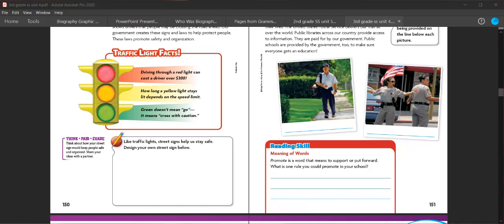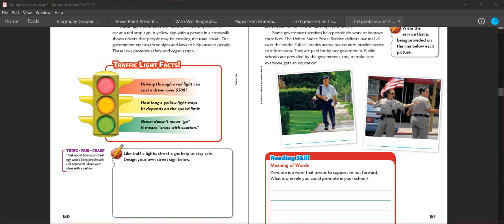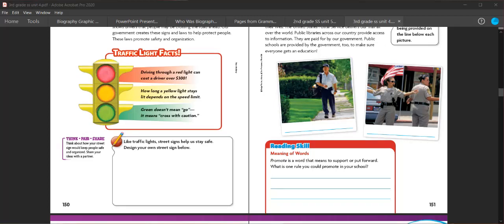Now our pictures on this page, we've got two pictures on page 151. We have a picture of a mailman and we have a picture of police officers directing traffic. So write what you're seeing or what service they're providing to their community on each line underneath.